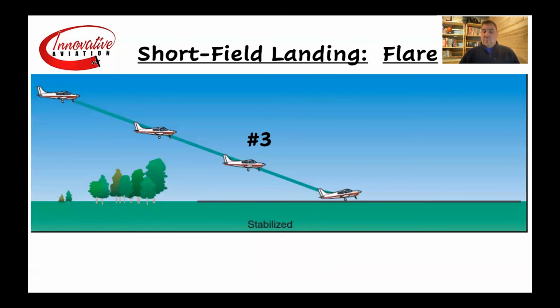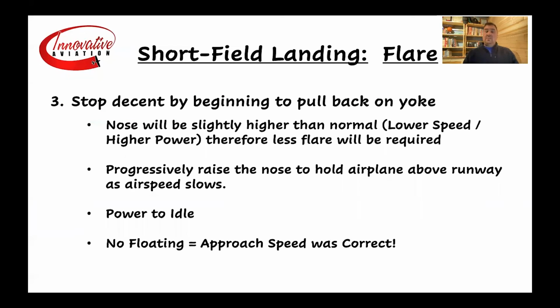So we're now at the point where we're on short final and over the runway, and we're beginning to think about that flare. All right. Again, our short field approach has been fully stabilized, and now we're thinking about getting into that flare. So that flare and that round out, you've already gotten to the aiming point, and now you're wanting to get that aircraft on the ground as quickly as possible. So we want to stop that descent, just like on a normal landing, by beginning to pull back the yoke and holding it there.